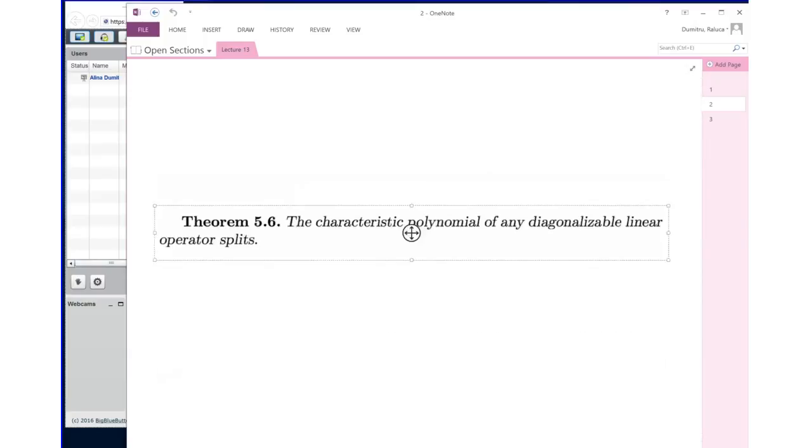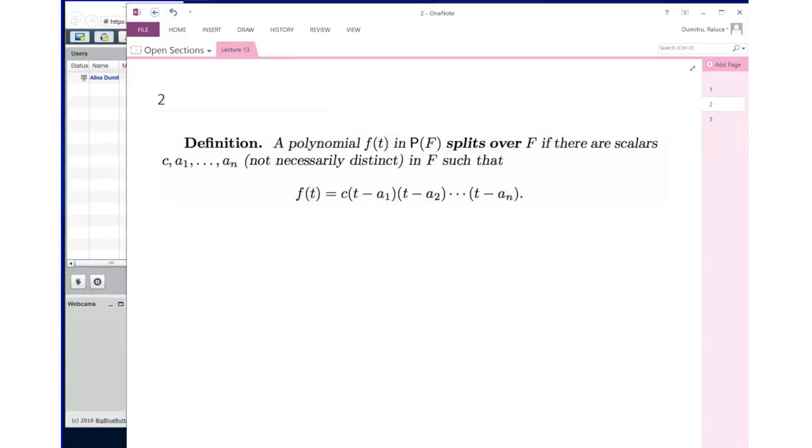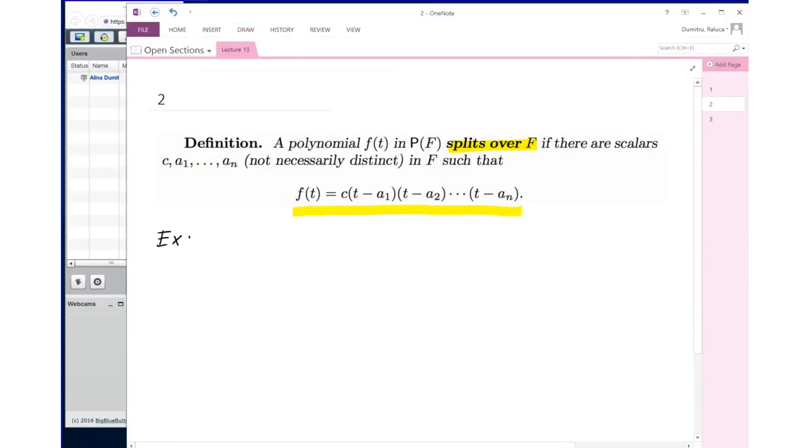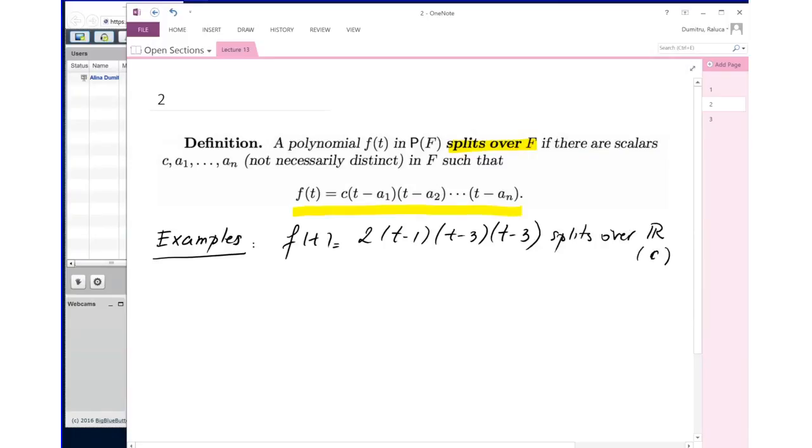First of all, we're saying that an arbitrary polynomial with coefficients in a field F is said to split over F if there is a way to factor the polynomial completely with only scalars from that field. So what does that mean? This one here, for instance, is a polynomial that splits over R or over C if you want. It doesn't matter, right? It factors completely with coefficients in R or with coefficients in C.